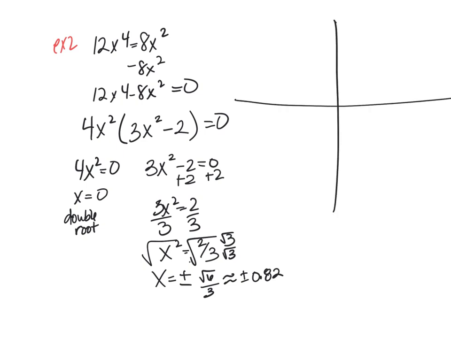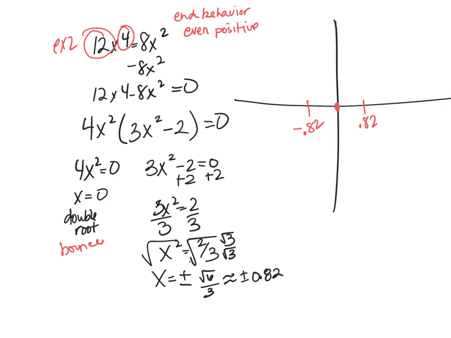Remember that my x-axis is going to be accurate, but my y-axis isn't. So I get 0 as one of my roots, and it's a double root. Remember that a double root is going to bounce off of that. And then I have positive 0.82 and I have negative 0.82. And so then let's look at our end behavior. I have an even exponent and a positive leading coefficient. So even positive is up and up.